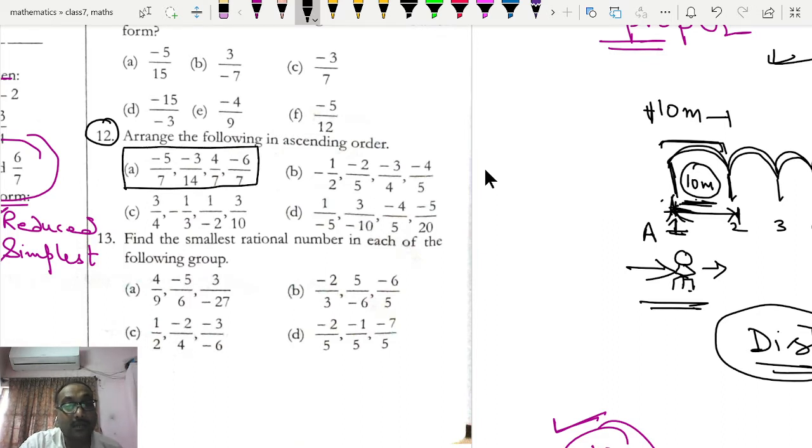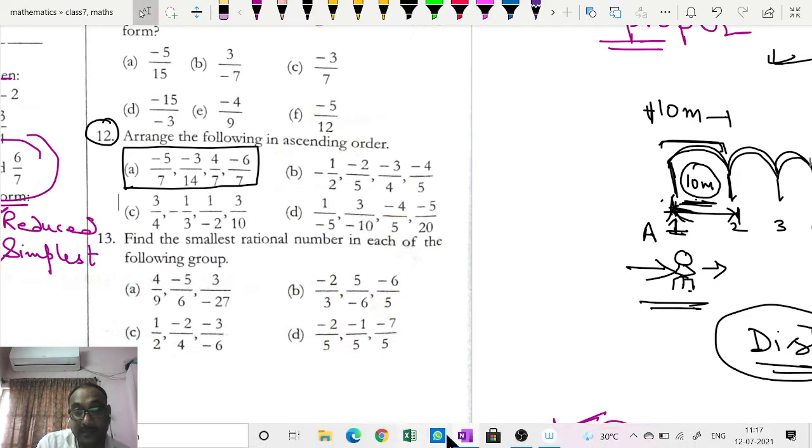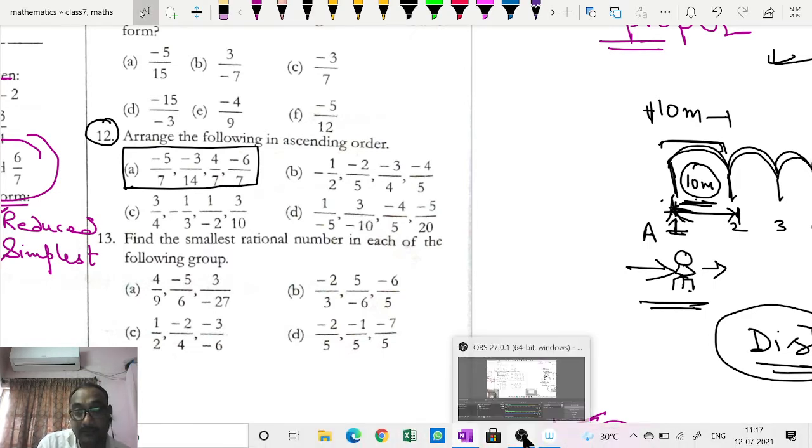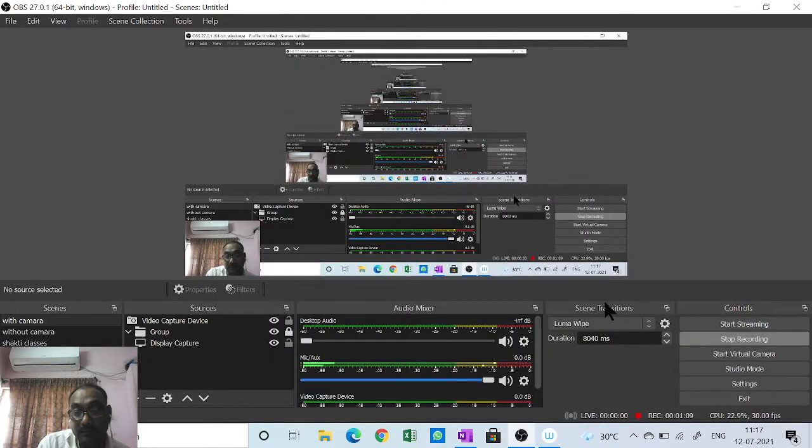arrange the rational numbers in ascending as well as descending order. Okay, ascending and descending order.